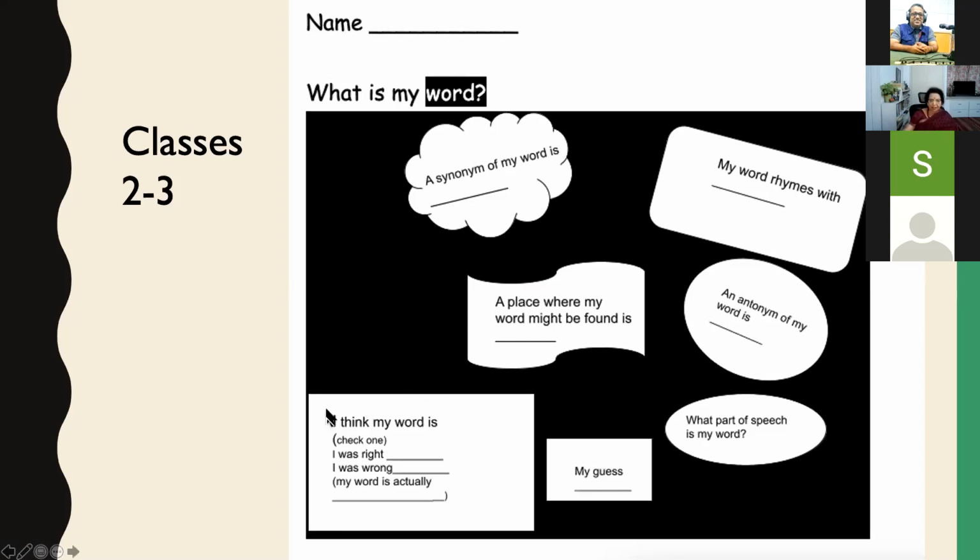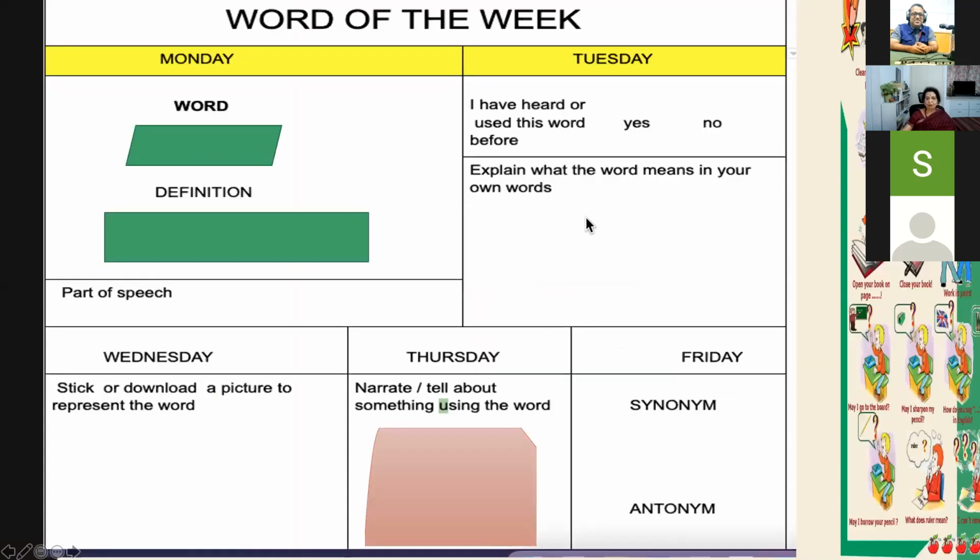And now this is the checkpoint. I think my word is this, but the word is actually this. So I was right or I was wrong. They need to check this. It becomes a game for them. But now I have another one for classes 3, 4, and 5.